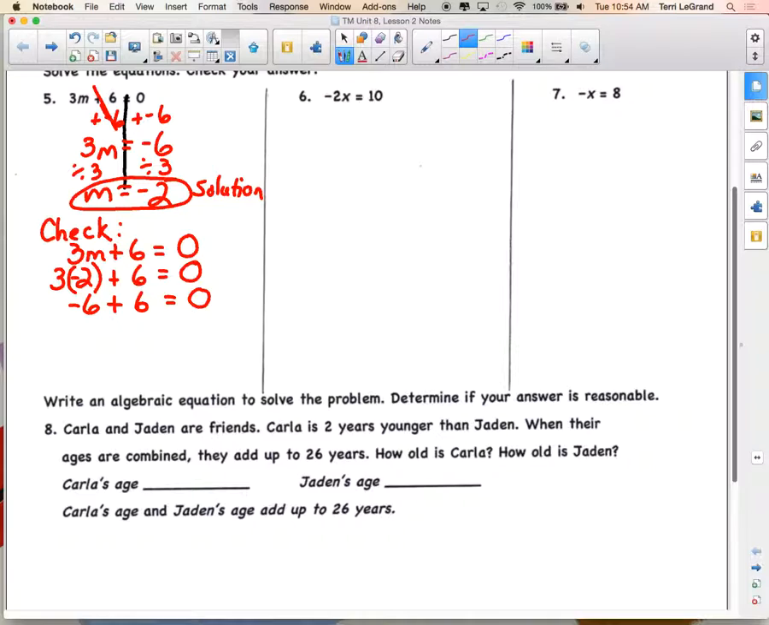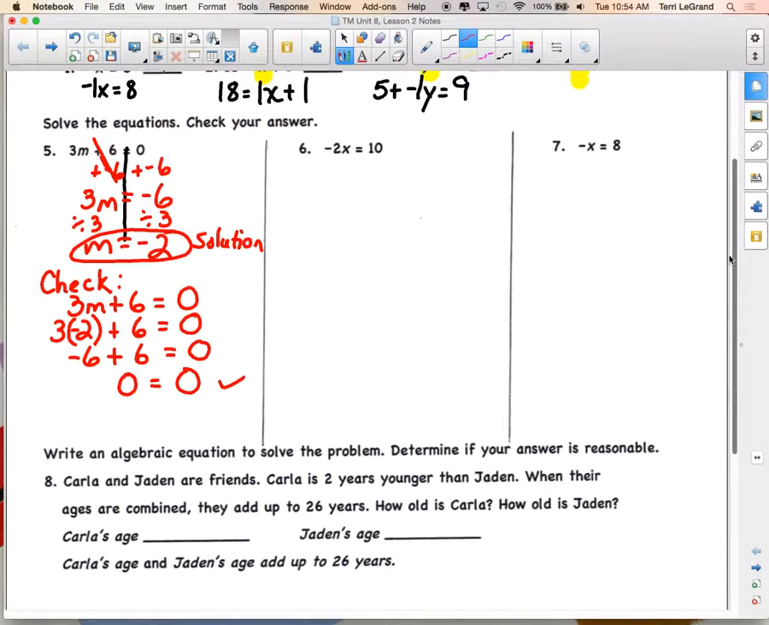What relationship do -6 and 6 have? What are they called? Opposites. What do opposites add up to? 0. Does it check? And we have a good solution. It checks. Okay. Questions? Did you write all those steps? Because that's what you need to start doing to solve these equations when we don't use algebra tiles, okay?